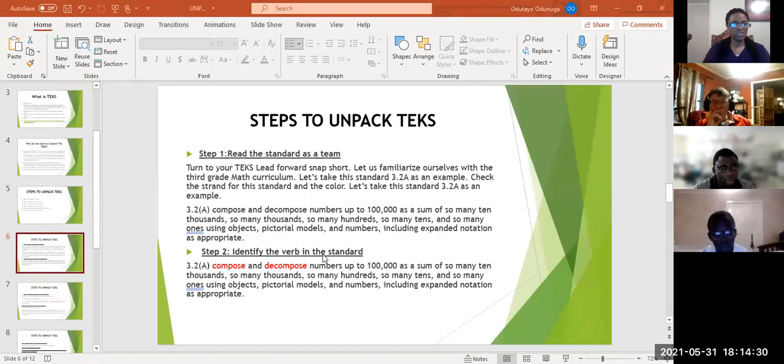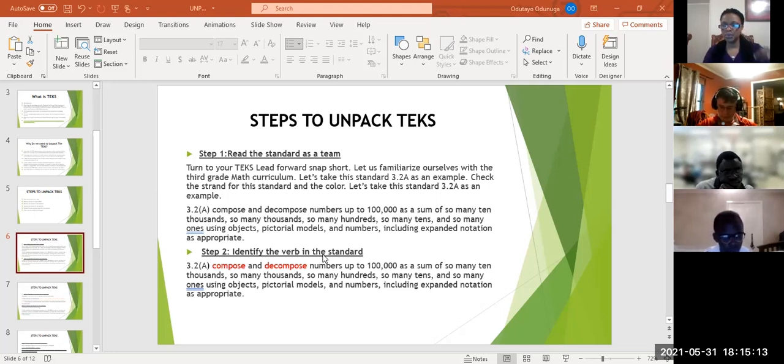So getting back to our PowerPoint presentation. The second step, after reading the standard as a team and seeing what is expected from the standard, is to identify the verb in the standard. In the standard, the verbs are clear cut. You can see them. This one says compose and decompose numbers up to 100,000 as a sum of so many 10,000s and so forth. So the verb that we have in this standard is compose and decompose.